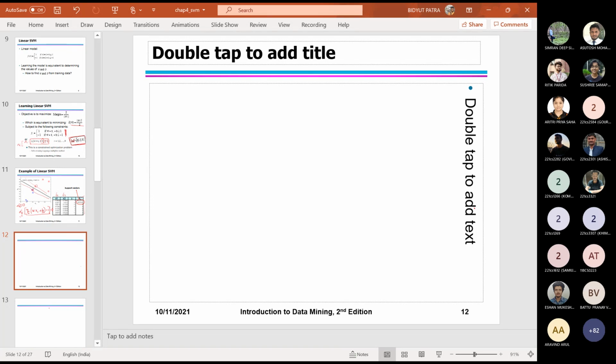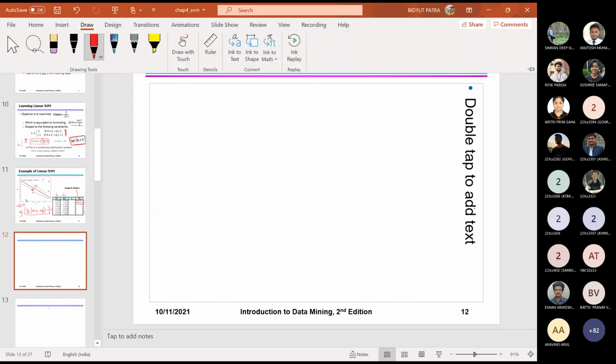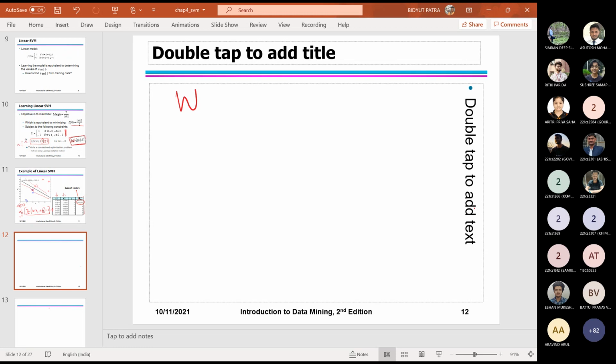Yeah, so now what we have to do, we have to find the value of W equal to summation over alpha I yi xi. Okay, so it is two dimensional. So then what will be the value of W1? The W vector is nothing but W equal to W1, W2. It has two components.